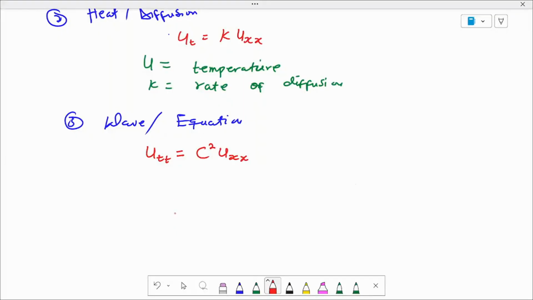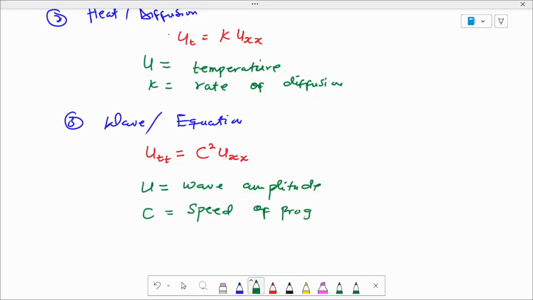Yes, and here U represents the wave. It may represent the wave amplitude, and C represents the speed of propagation. So these are some of the examples we can talk about. We have other examples like the Laplace equation. It's also a partial differential equation.